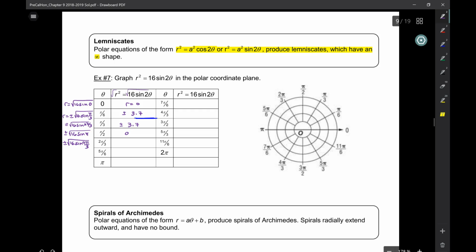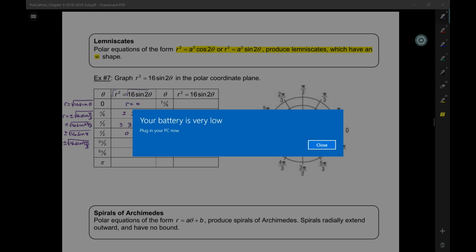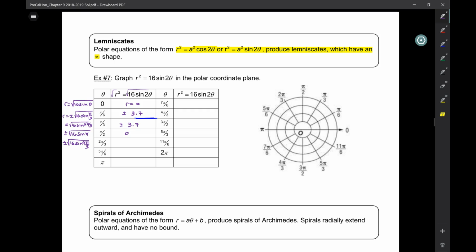Okay, this is my favorite part. What's sine of 4 pi over 3? So here we go. Sine of 4 pi over 3 is a negative value, and we can't take the square root of a negative number, so this is undefined. It's non-real. You can't graph it.